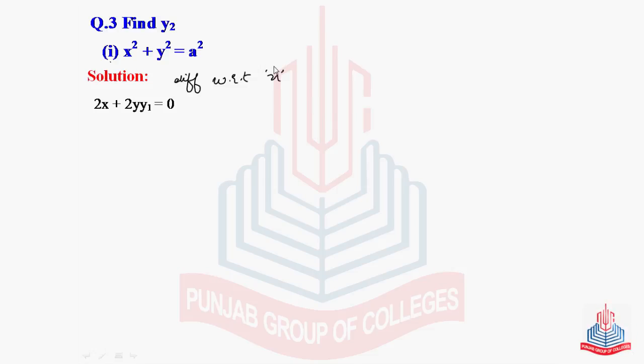By using the power rule, that will become 2x plus the derivative of y square, which will be 2y, and then the derivative of y, which will become y1. And on the right hand side, due to the constant term a square, the derivative will become 0. So we have 2y y1 is equal to minus 2x, and y1 will become minus 2x over 2y, and this 2 will be cancelled out. So we have y1 is equal to minus x over y. So this is the first derivative of the given expression.